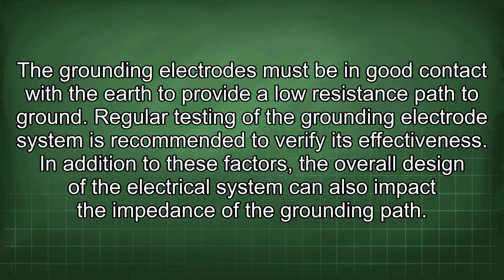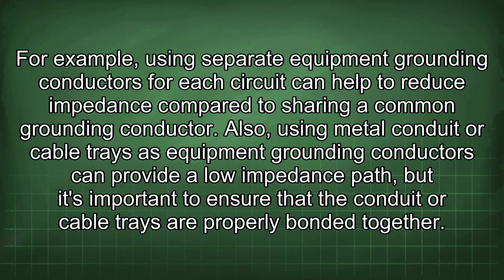In addition to these factors, the overall design of the electrical system can also impact the impedance of the grounding path. For example, using separate equipment grounding conductors for each circuit can help to reduce impedance compared to sharing a common grounding conductor. Also, using metal conduit or cable trays as equipment grounding conductors can provide a low impedance path, but it's important to ensure that the conduit or cable trays are properly bonded together.